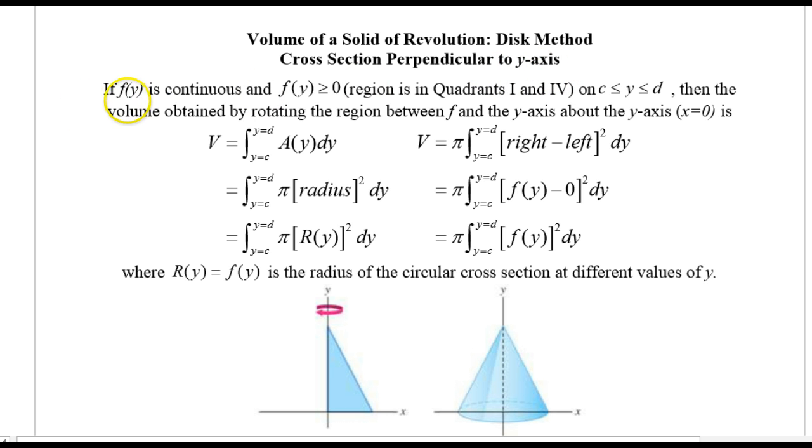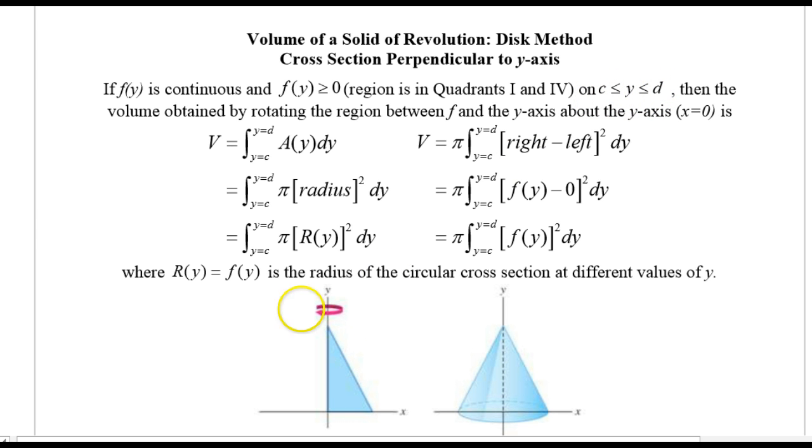We're going to need our function to be in terms of y, so f of y is going to need to be continuous, and f of y is going to need to be greater than or equal to 0. So a function in terms of y is positive when the region is in quadrants 1 and 4 this time. And we're going to need our function to be defined on y values that extend from c to d. So our limits of integration are going to need to be y values.